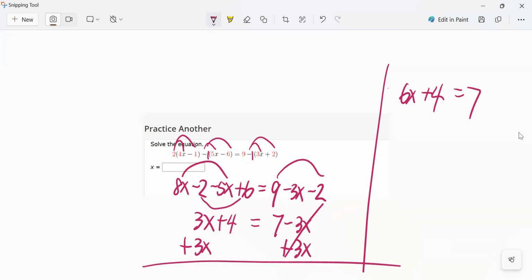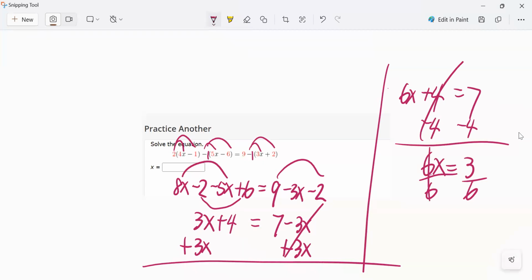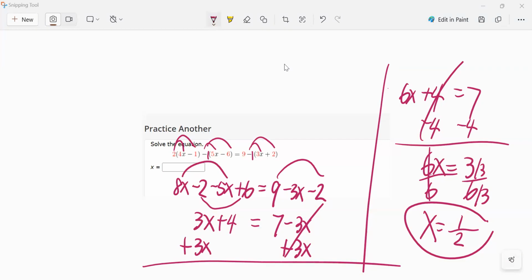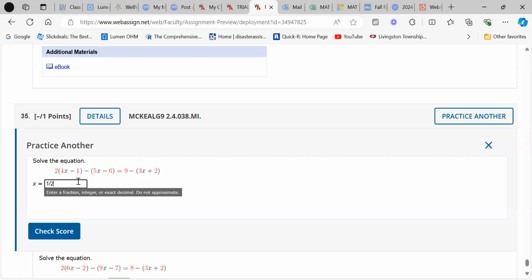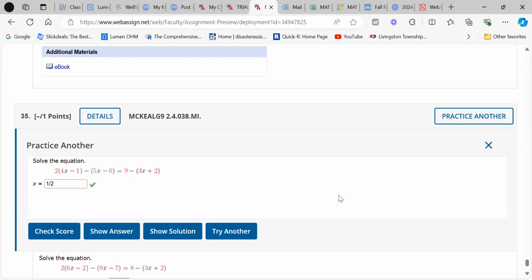Now get 6x by itself: subtract 4 on both sides of the equation. Cancel that, 6x equals 3. Now get rid of the coefficient in front of the x: divide by 6 on both sides of the equation. Cancel the 6, x equals 3 over 6. I'm going to reduce it by 3 here: 3 divided by 3 is 1, 6 divided by 3 is 2. So x equals one half. Do you guys have any question about this? So the answer is one half. Check it, it's the correct answer.